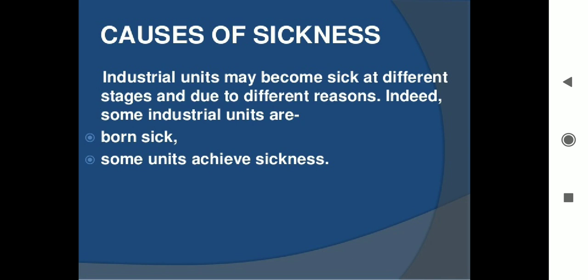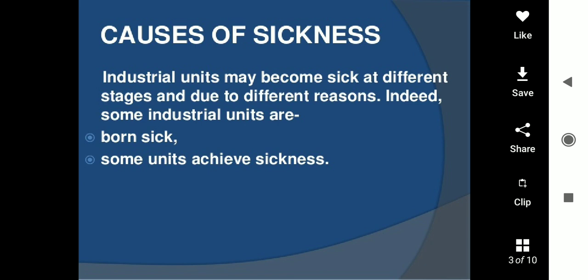Although we know that industrial sickness is nothing but when a particular industry is not able to get returns on its profit. So now the question arises, what are the various causes of sickness? Industrial units may become sick at different stages and due to different reasons. Different stages पे वो sick होती है और different reasons are there for industrial sickness. So what are the various reasons, we will discuss in our next slide.